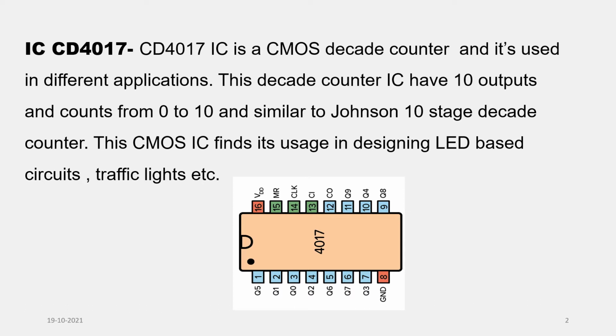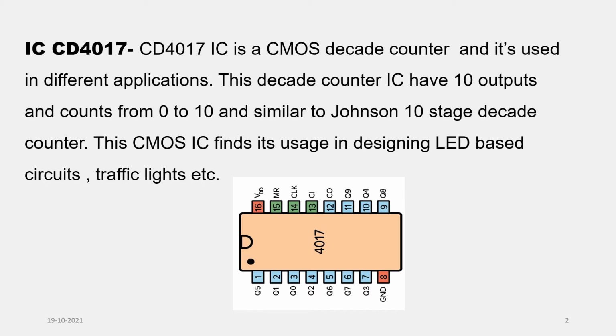This is the type 4017. When you pick an IC, you will see this black dot, and something like a semicircle. This is where you start counting 1, 2, anti-clockwise. That's how the pins of an IC are counted. This one is a 16 pin IC, so you count anti-clockwise 1, 2, 3, 4, 5, 6, 7, like that.